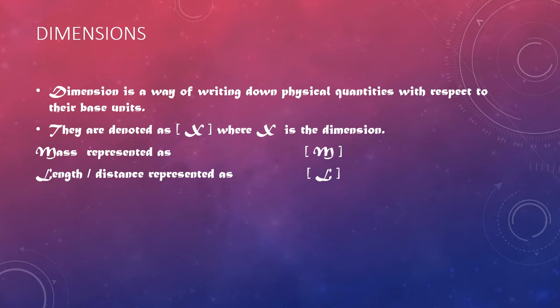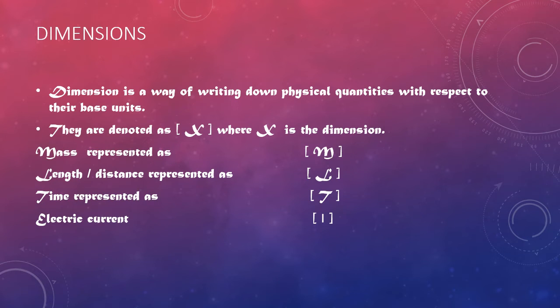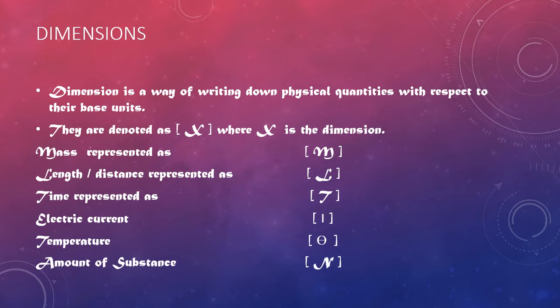Take note of that, please. Time is represented as capital T. Electric current, capital I. Temperature, theta. Amount of a substance, N. Good. Take note, never mix this up with base units. I repeat again, never mix this with base units.